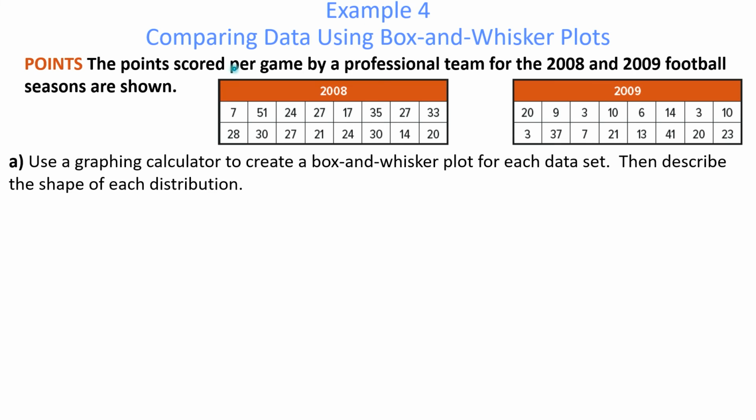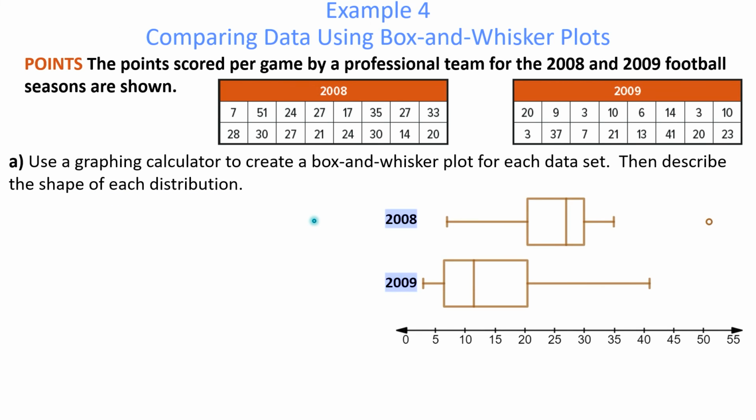Example 4. The points scored per game by a professional team for the 2008 and 2009 football seasons are shown over here. Part A. Use a graphing calculator to create a box and whisker plot for each dataset. Then describe the shape of each distribution. So here are the box plots. This circle indicates an outlier.